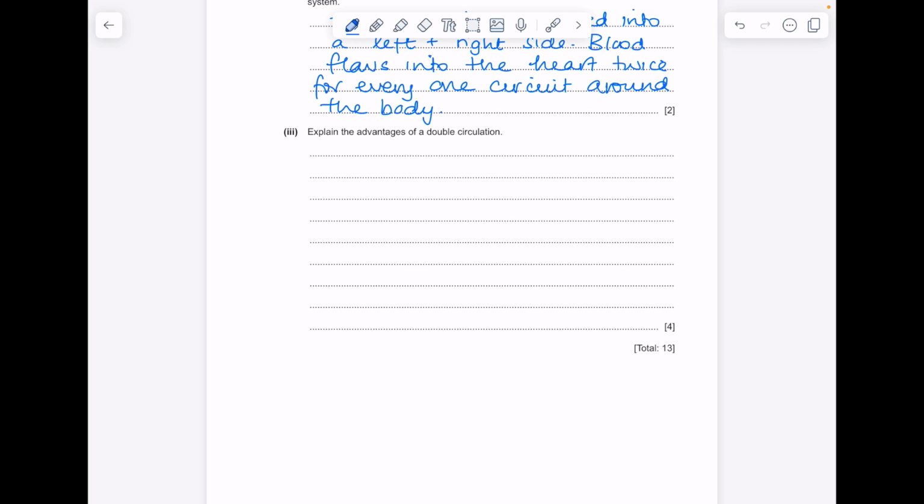Explain the advantage of the double circulatory system. Well, remember I've already said there's the separation of the left and right side, meaning that you have a separation of the oxygenated and deoxygenated blood. And what that means is that you only have oxygenated blood going to the respiring cells. The last thing you want is carbon dioxide heading there because it's not going to do anything.